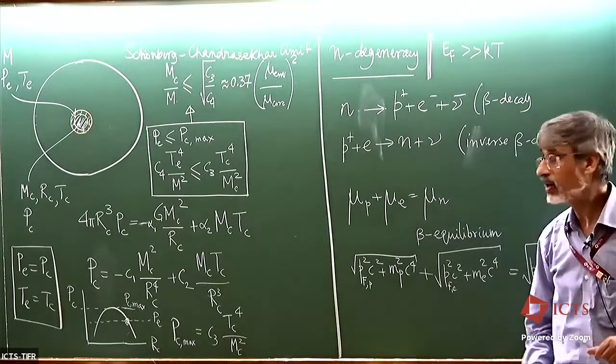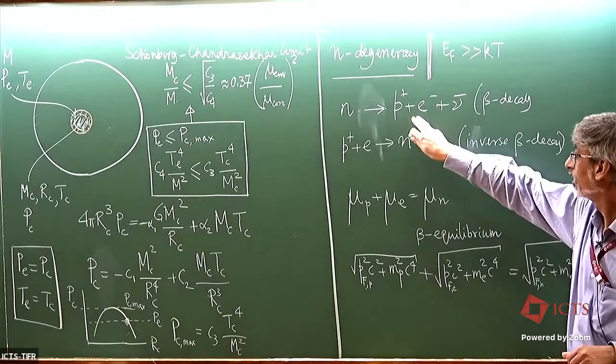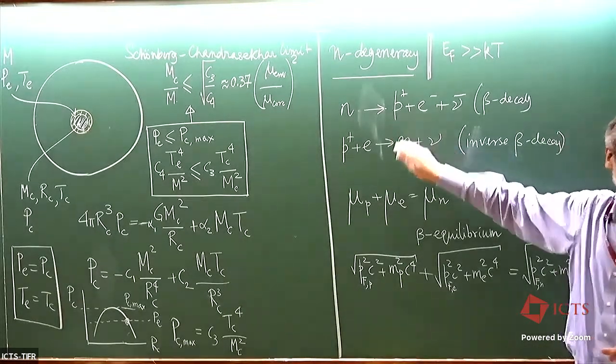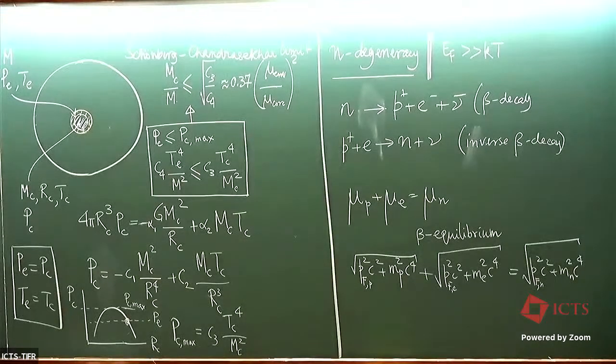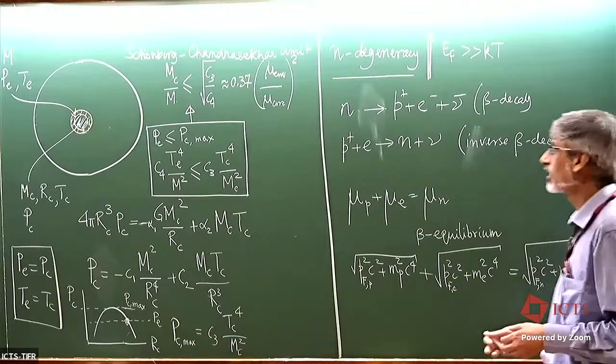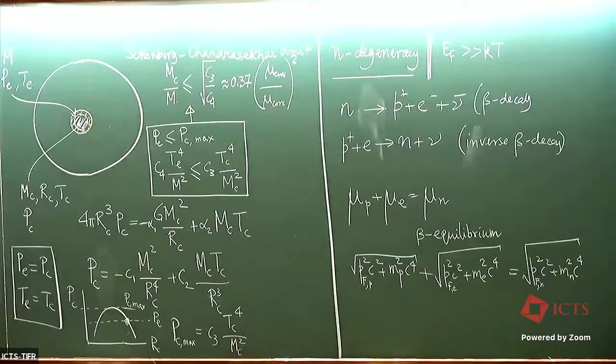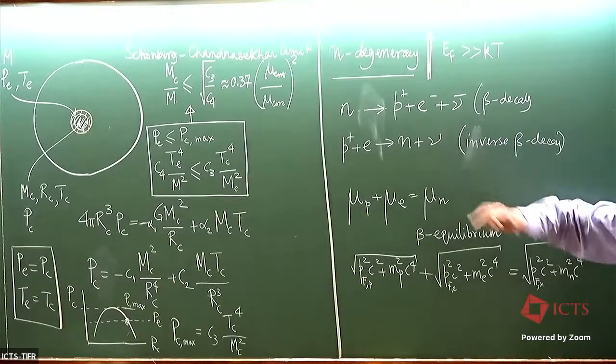So now, if you have this attempting to occur in a situation where there are electrons present with Fermi energy larger than the neutron-proton mass difference, is this reaction going to occur?